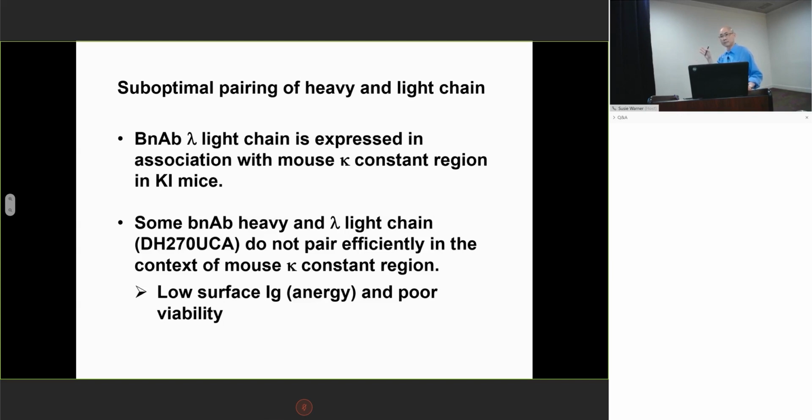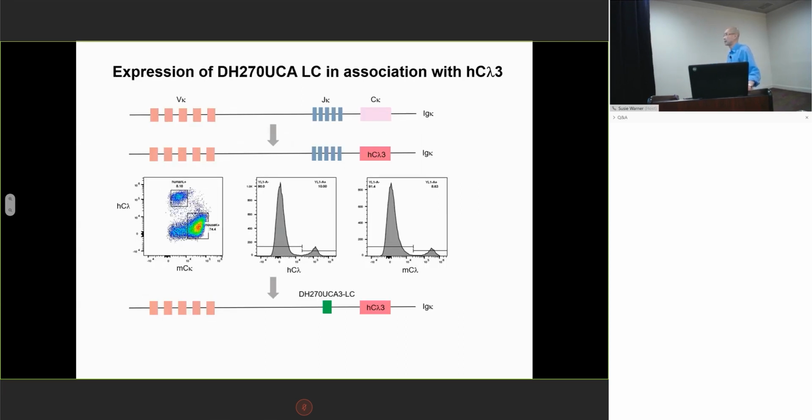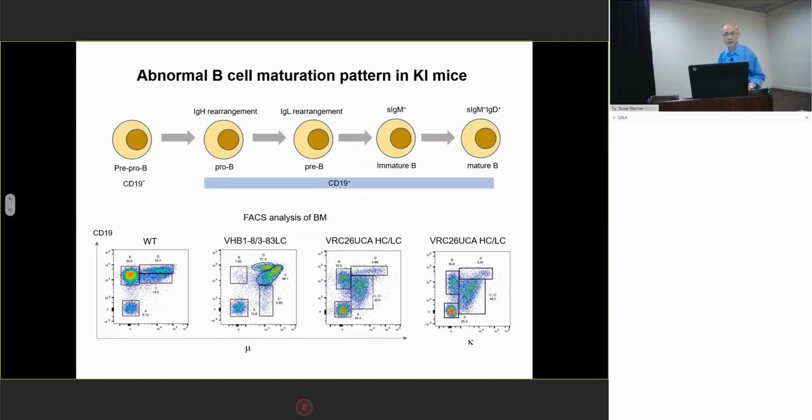We find that some human lambda chains don't pair well with their heavy chain in this hybrid context. So to solve this problem, we're testing the idea of replacing the mouse kappa constant region with human lambda, and then expressing the lambda variable region in association with the lambda constant region. Maybe they can pair better and get expressed better. And so that's the second thing we're testing.